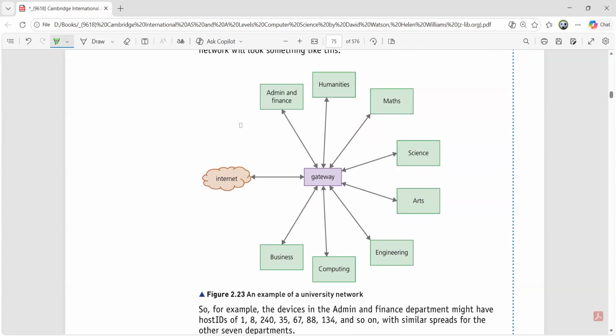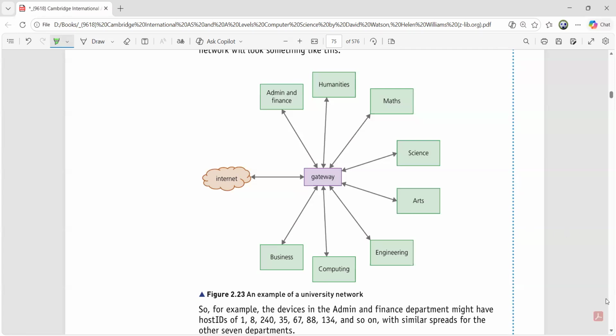You can see the host IDs might be assigned the moment a person joins any one department. In this concept, every new entrant or every new computer attached will be assigned an IP based on availability. It will not determine which department it belongs to. Here they have given an example. For example, the admin department might have host IDs of 1, 8, 2, 40, 35, 67, 88, 134, and so on, with similar spreads for the other 7 departments.